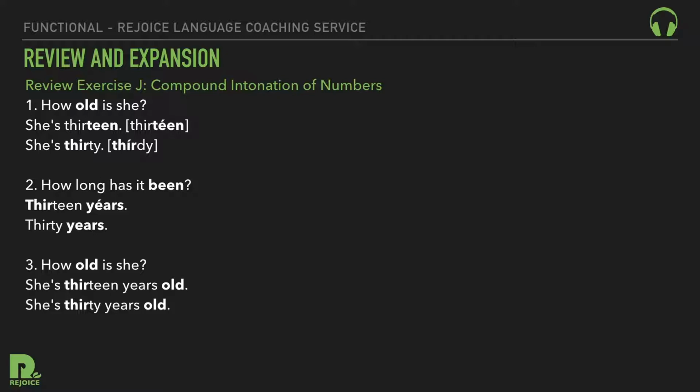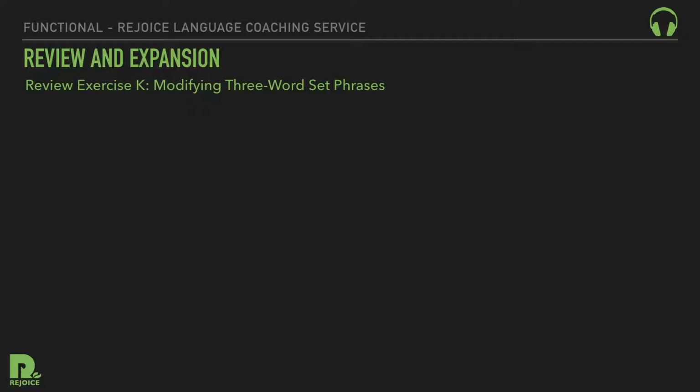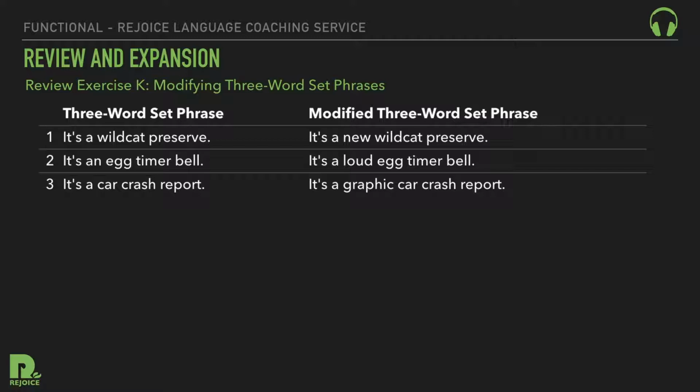Review exercise K, modifying 3-word set phrases. It's a wildcat preserve. It's a new wildcat preserve. It's an egg timer bell. It's a loud egg timer bell. It's a car crash report. It's a graphic car crash report.